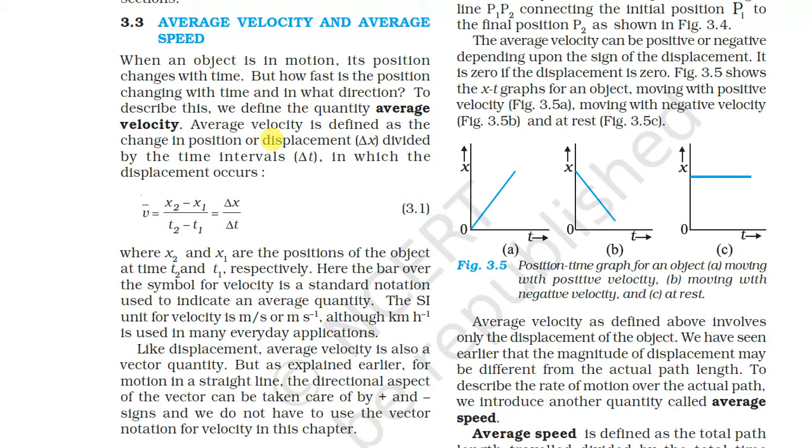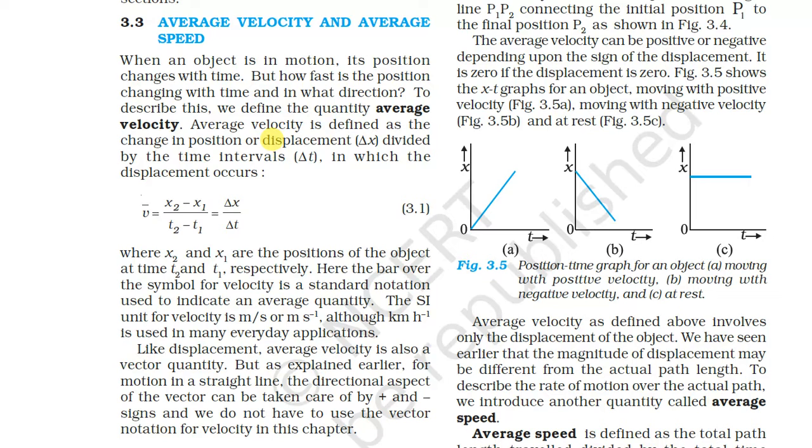When an object is in motion, its position changes with time. But how fast is the position changing with time, and in what direction? To describe this, we define the quantity average velocity. Average velocity is defined as the change in position, or displacement, delta x, divided by the time interval delta t in which the displacement occurs, where x2 and x1 are the positions of the object at times t2 and t1 respectively.